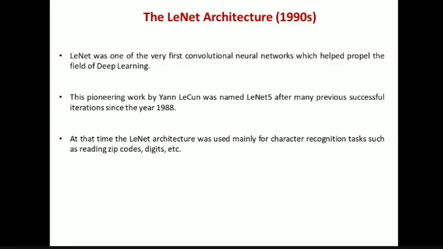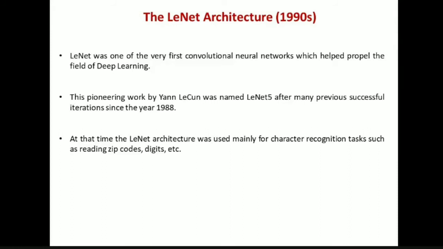On his name, the LeNet 5 architecture has been developed. Why LeNet 5? He developed many successful previous iterations, and the final successful iteration was named LeNet 5. He has been working on these iterations since the year 1988. Originally the LeNet architecture was used for the character recognition task. Remember this one.